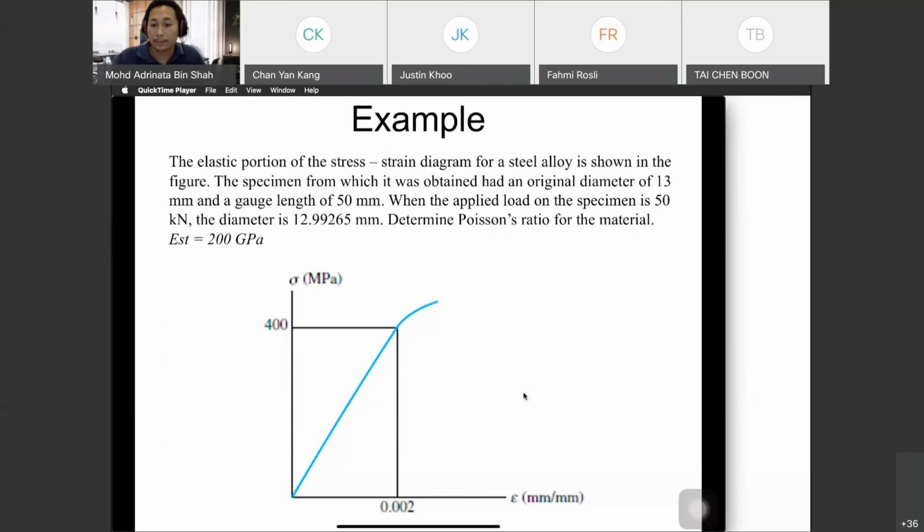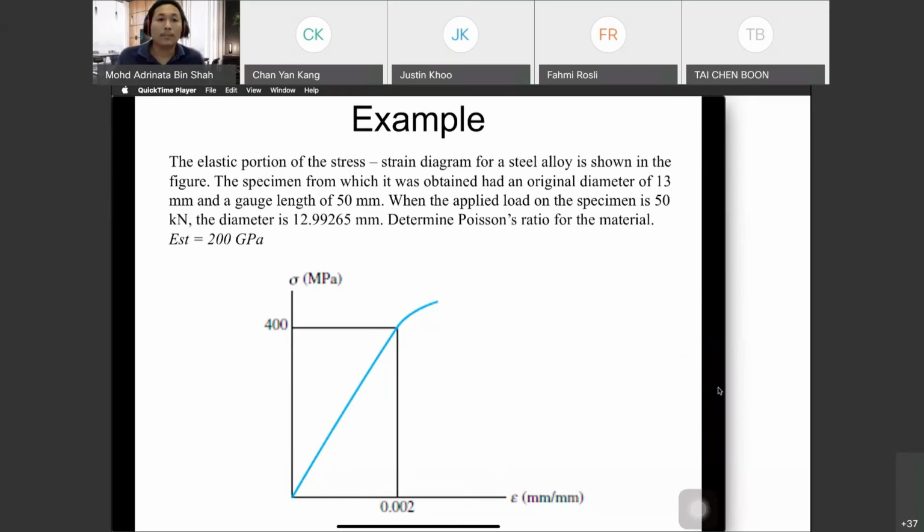Ada soalan ke? Oh, lag balik, buka. Sekarang okey tak? Sikit lagi kita nak habis chapter 8 ni.